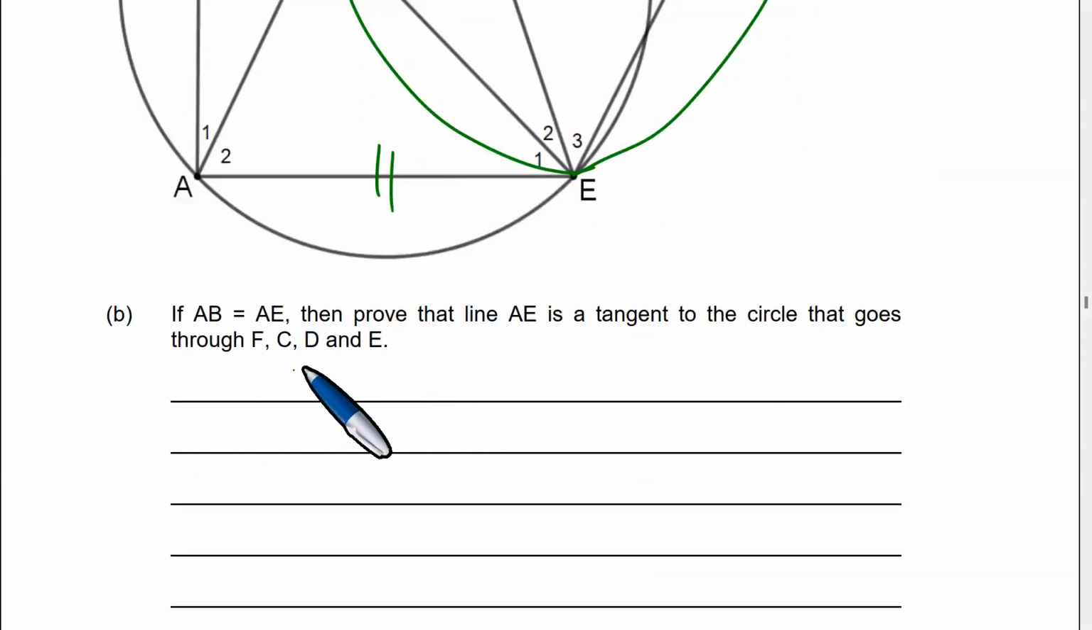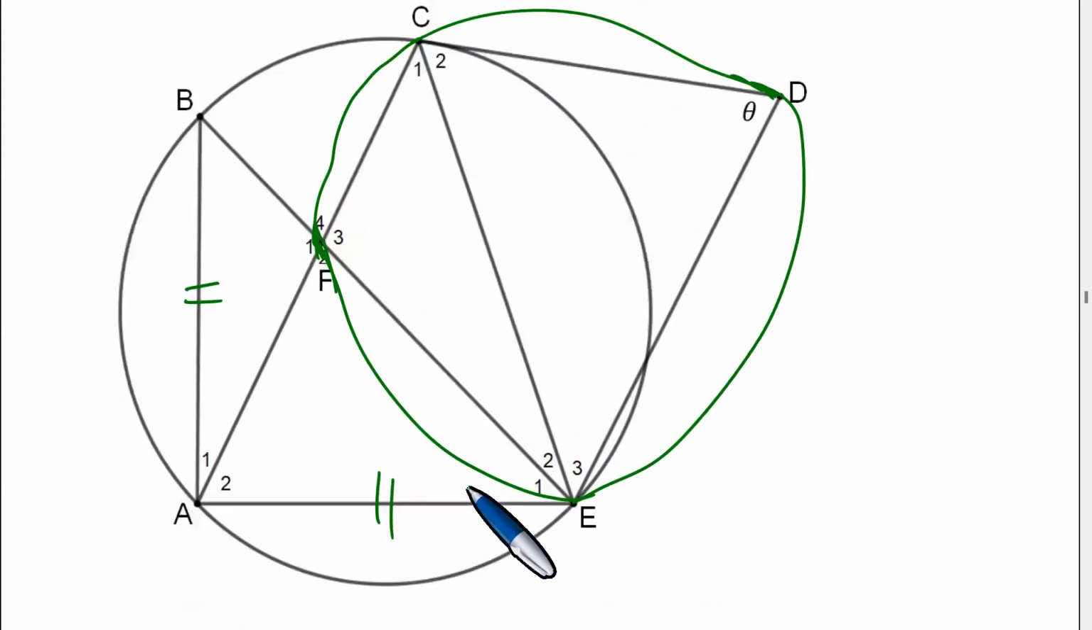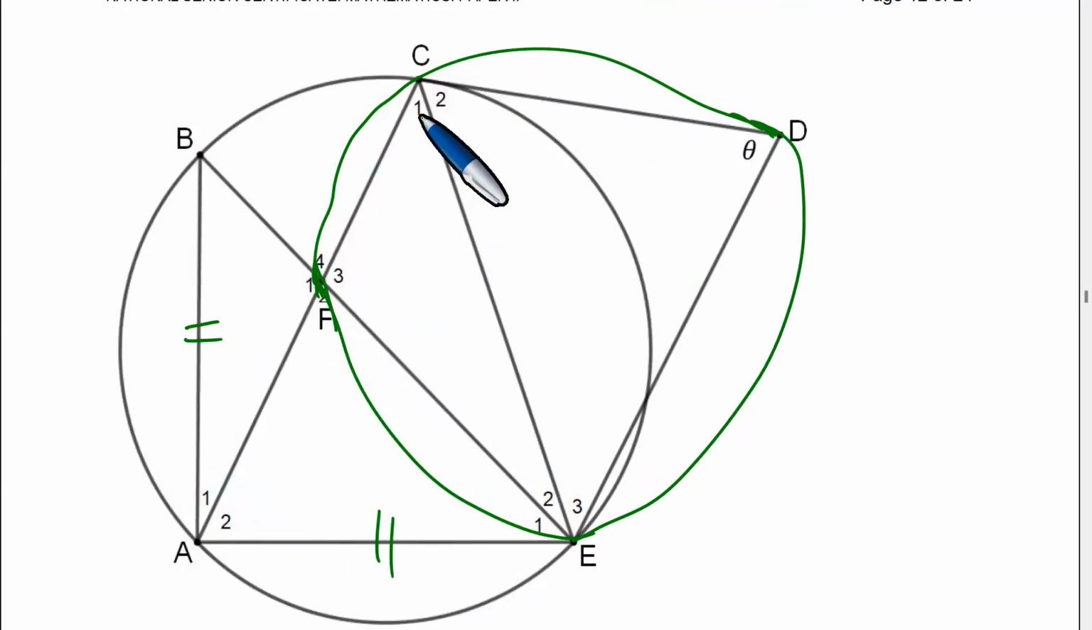Which means angle AEB is equal to X. Isosceles triangle. So if you have AEB, we have that this one is X as much as this one is X, because this is an isosceles triangle, so these are base angles, right?